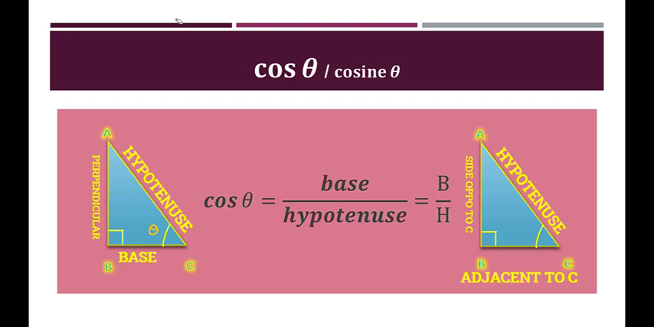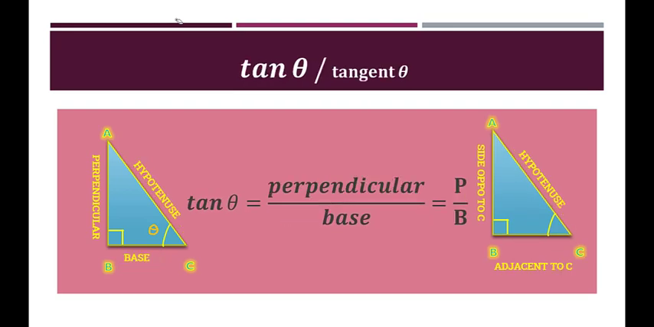I hope you can do it for cos A. If the acute angle is A, not C, then you know that the value of base will change to AB. Tangent theta. Tangent theta is perpendicular upon base. And what is perpendicular? Perpendicular is nothing but the side opposite to the given acute angle. So here the acute angle is C. So perpendicular is AB. Similarly, base. What is base? Base is the side adjacent to the given acute angle. So it is BC.